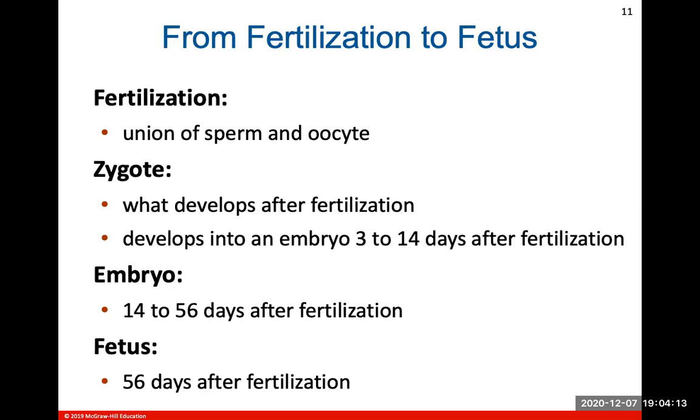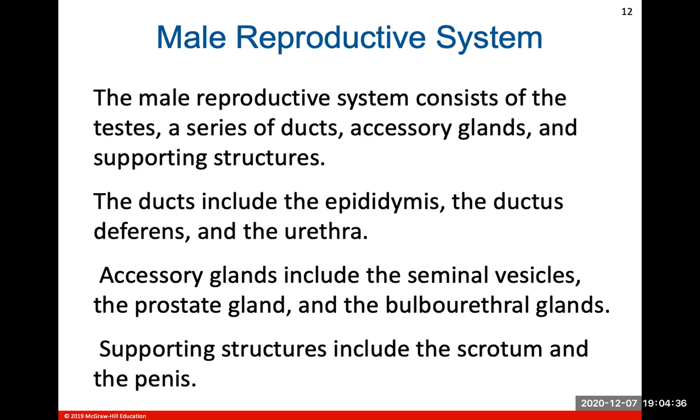From fertilization to fetus, fertilization is the union of the sperm and the oocyte. A zygote is what develops after fertilization. It will develop into an embryo 3 to 14 days after fertilization. An embryo is what we call the zygote at 14 to 56 days. And at 56 days after fertilization, we call it a fetus.